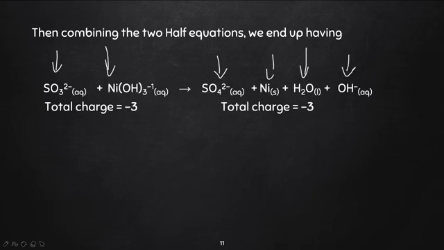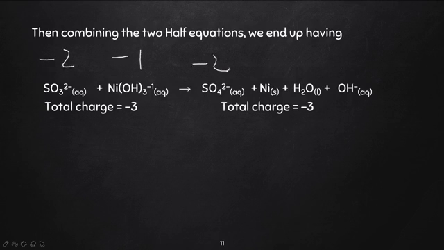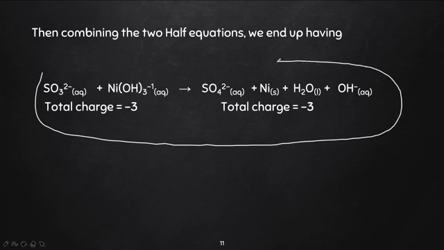From the sulfite ion, we have a resultant charge of -2, and from the nickel -1, from the sulfate -2, and from the hydroxide -1, from the nickel solid and water 0, 0. We end up with a total charge of -3 and -3 on the left and the right hand side. So this is a balanced equation under the basic conditions.